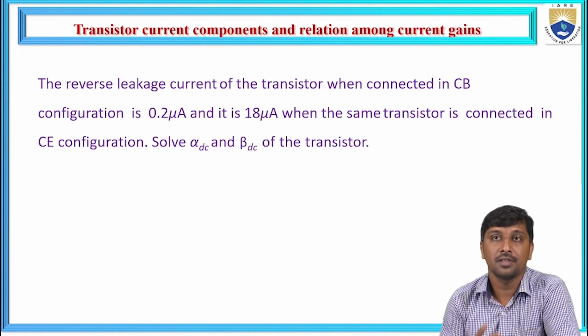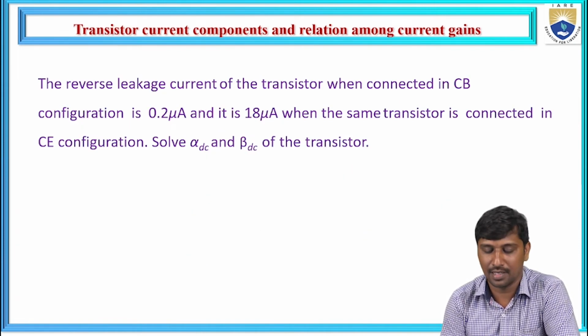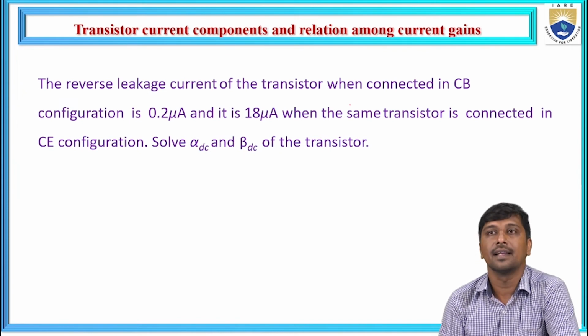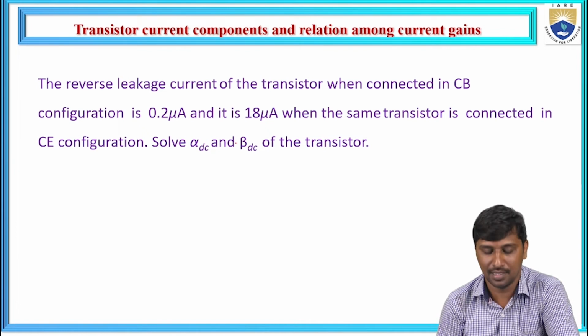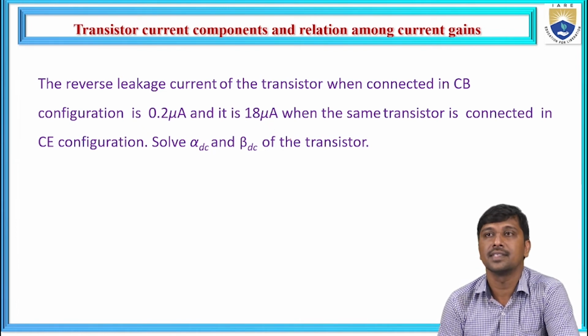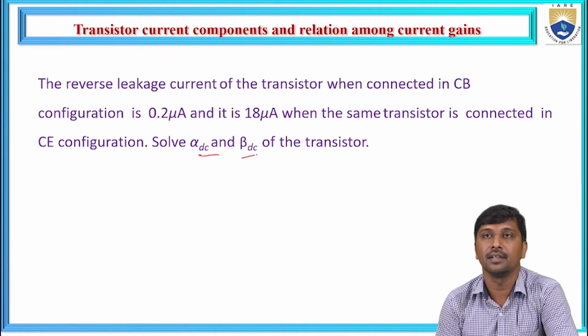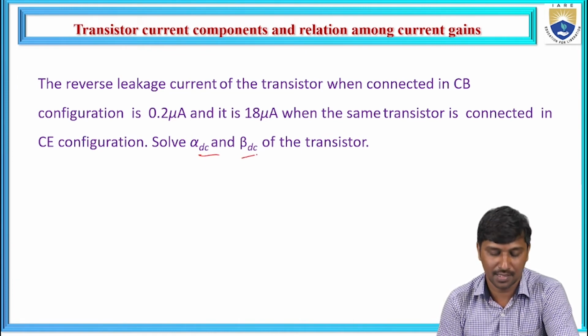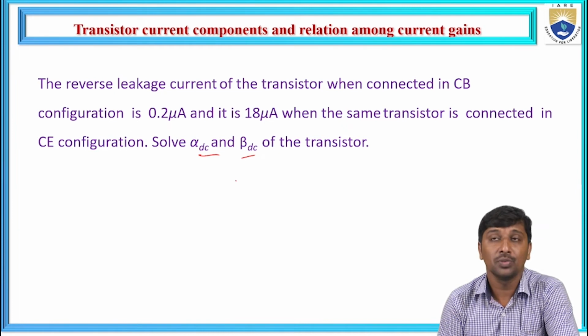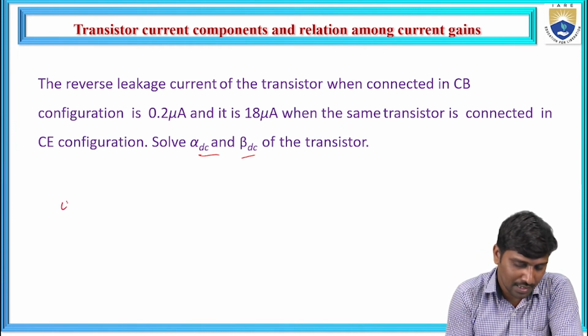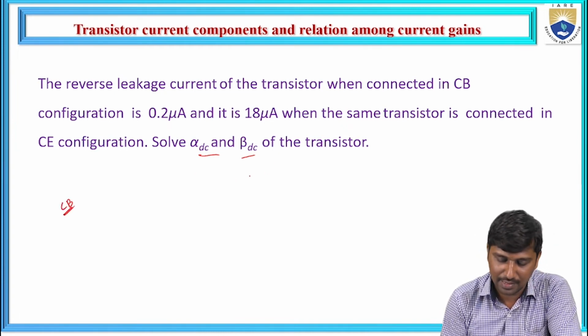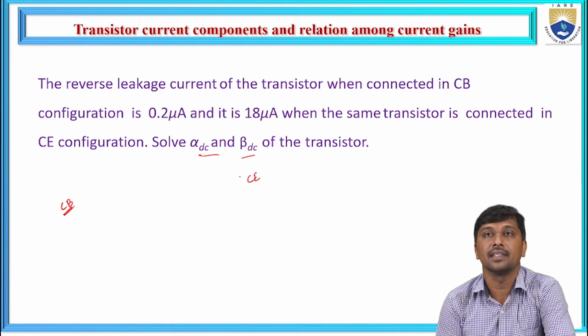Then another question: the reverse leakage current of a transistor when connected in a CB configuration is 0.2 microamperes and it is 18 microamperes when the same transistor is connected in CE configuration. Solve for alpha and beta of the transistor. So we have two configurations. In the first case, the CB configuration. In the second case, the CE configuration.